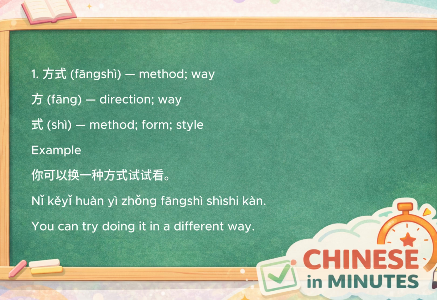Let's take a closer look at these 10 useful words that contain the character 式. The first word is 方式, which means method or way. The character 方 originally means direction, while 式 refers to a form or method. Together, they describe the way something is done. For example, if someone says 你可以换一种方式试试看, they're suggesting that you try a different approach. Native speakers use 方式 all the time when talking about learning, solving problems, working, or communicating.